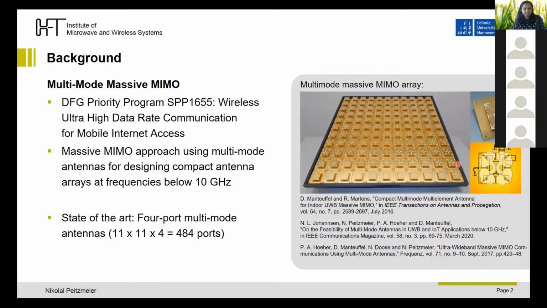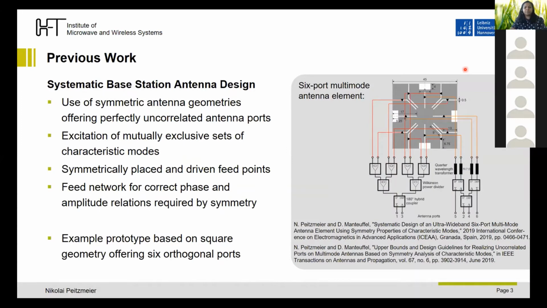Here we see a demonstrator from 2016, a multi-mode antenna with 4 ports based on a square geometry. And in the last couple of years, we focused on the base station antenna design, first of all, because at the base station, we can design the geometry freely. We are free to decide the geometry at will.